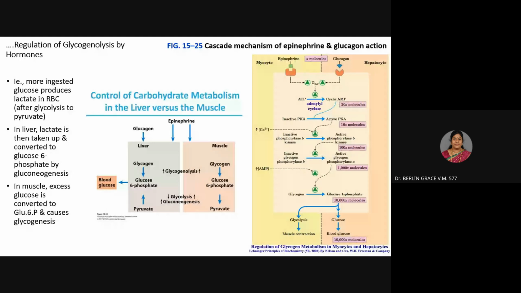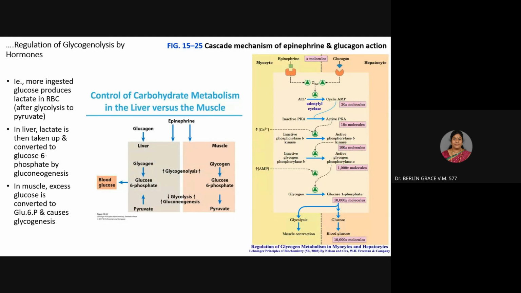How does it happen? In the muscle, epinephrine will bind to its receptor. The right side image you can see, it will bind to its receptor. And glucagon will bind to its receptor in the hepatocyte, that is liver cells. So both will bind to their receptors. It will activate a G protein. It is a G protein coupled receptor, and it will convert the ATP to cyclic AMP. So now cyclic AMP level is high.